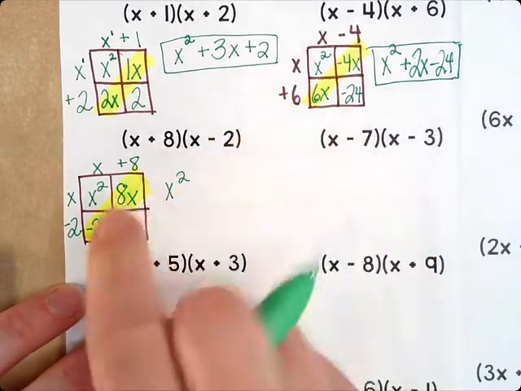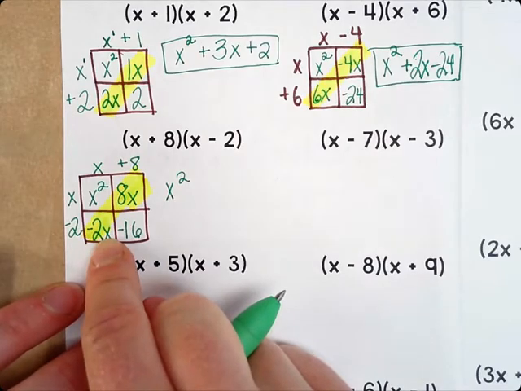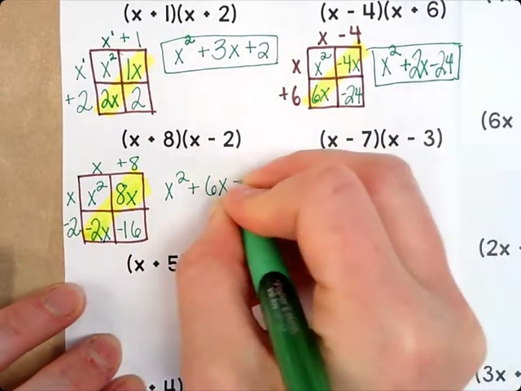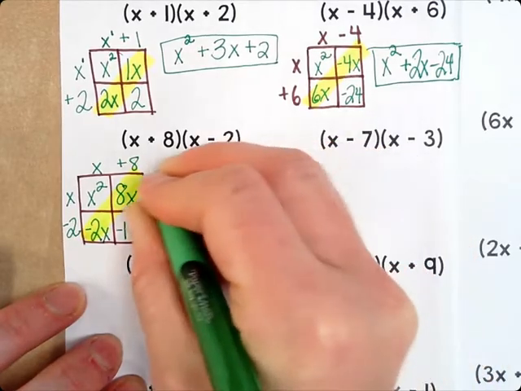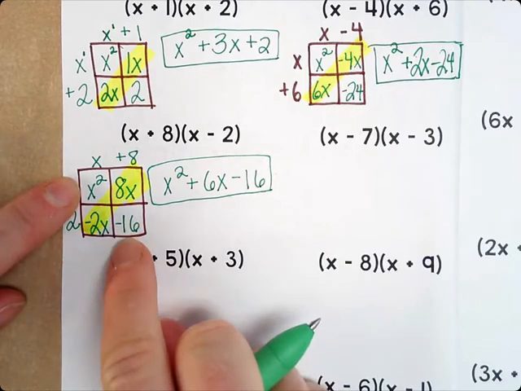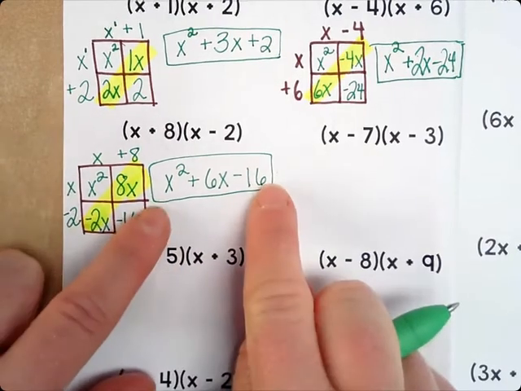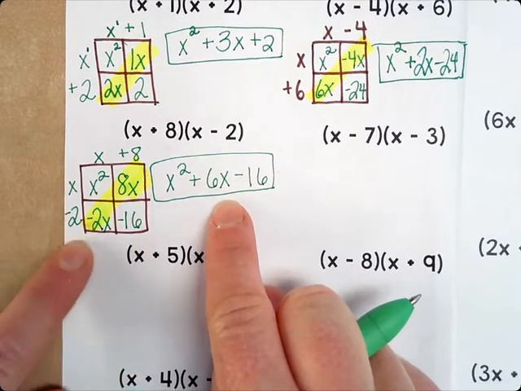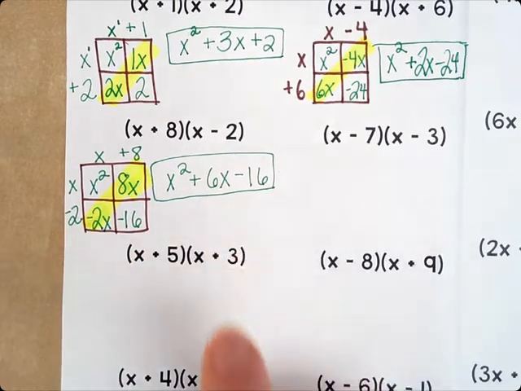X squared. I have 8x minus 2x. Yep, so plus 6x, then minus 16. The x squared and the constant don't have anything to combine with, so they go on there. But then the two diagonals, the ones with just the x, can be combined.